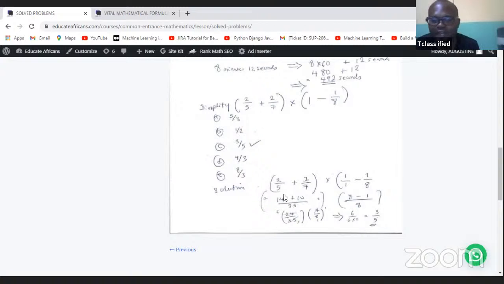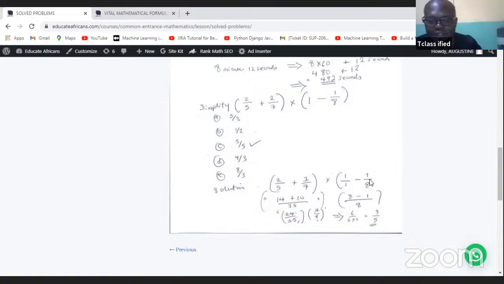So you now divide that number by any of them and multiply the numerator by that. 35 divided by 5 is 7, that's why I wrote 7 here. 7 times 2 is 14. Now 35 divided by 7 is 5, that's why I wrote 5 here. 5 times 2 is 10. So this is the new fraction you have, 14 plus 10, which is 24 all over 35.